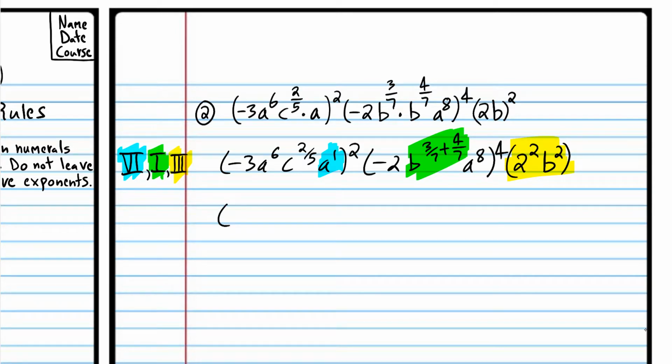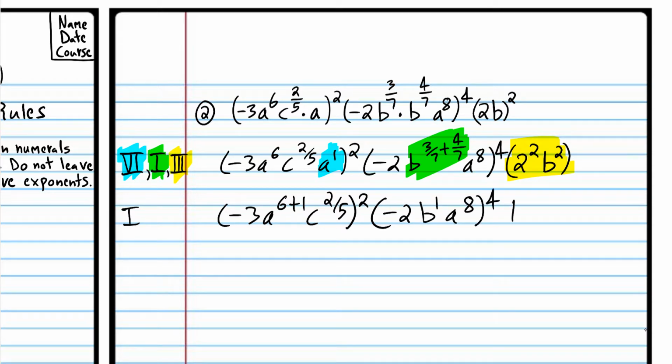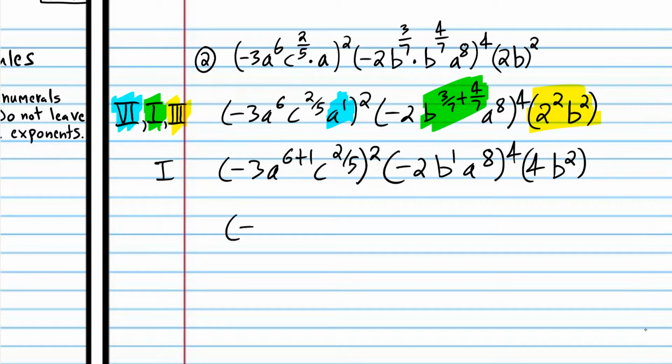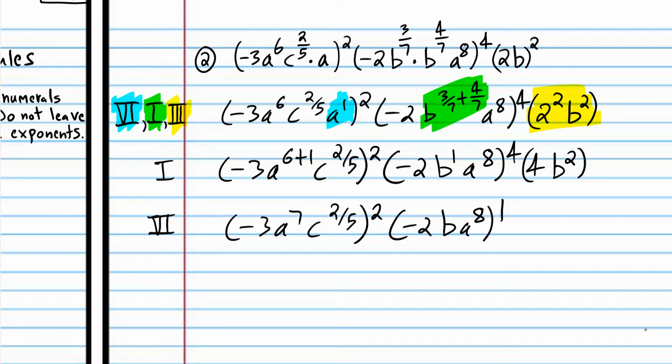Okay, so now we're going to use rule number 1 and combine those a's. And 3/7 plus 4/7 is 7/7, so that just becomes b to the 1st power. And 2 squared is 4. And again, it's probably good to keep parentheses around that. Okay, so we're just going to simplify. We get -3a to the 7th and c to the 2/5, all raised to the 2nd. And I'm going to go ahead and use rule number 6 again to just get rid of that power. We don't really have to, but I'm just going to simplify things. And 4b squared.